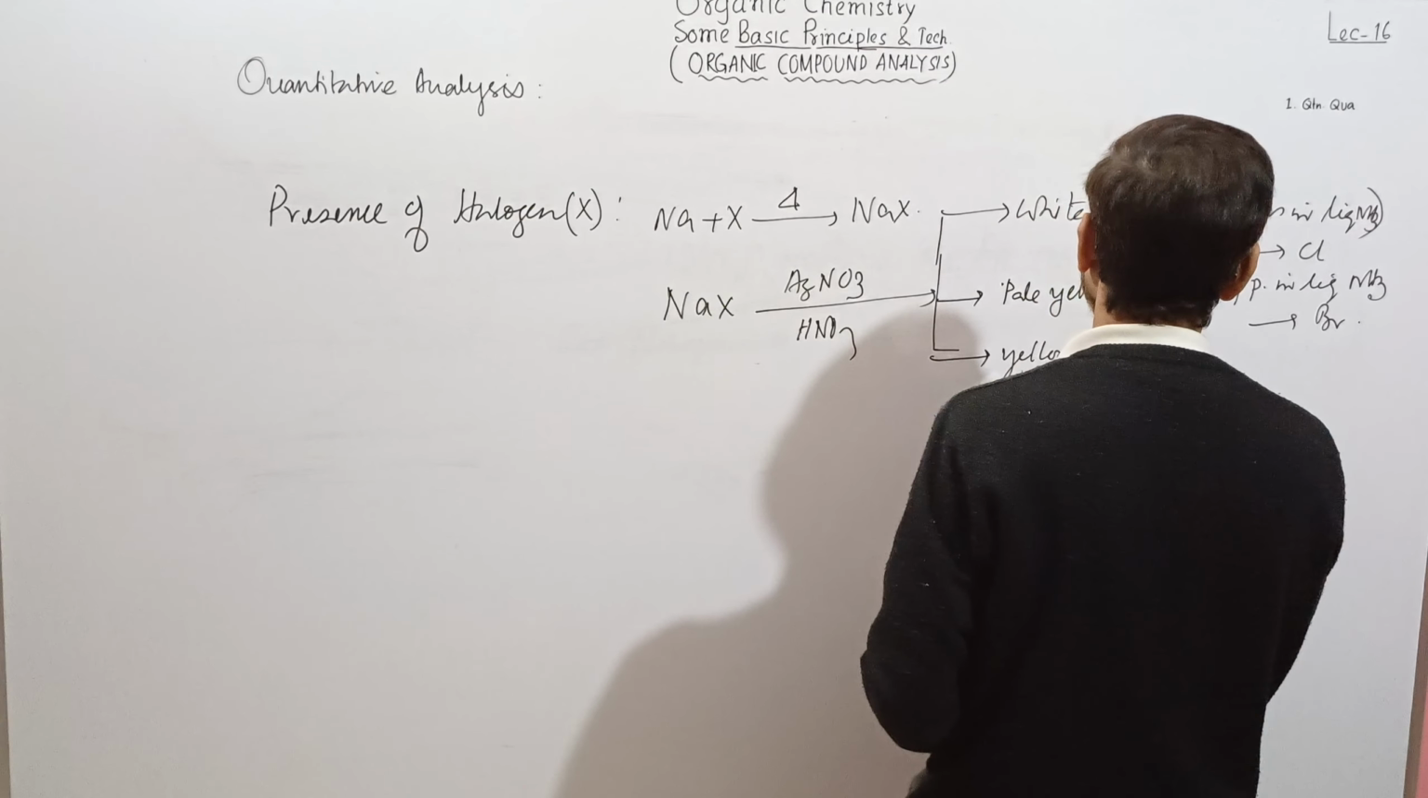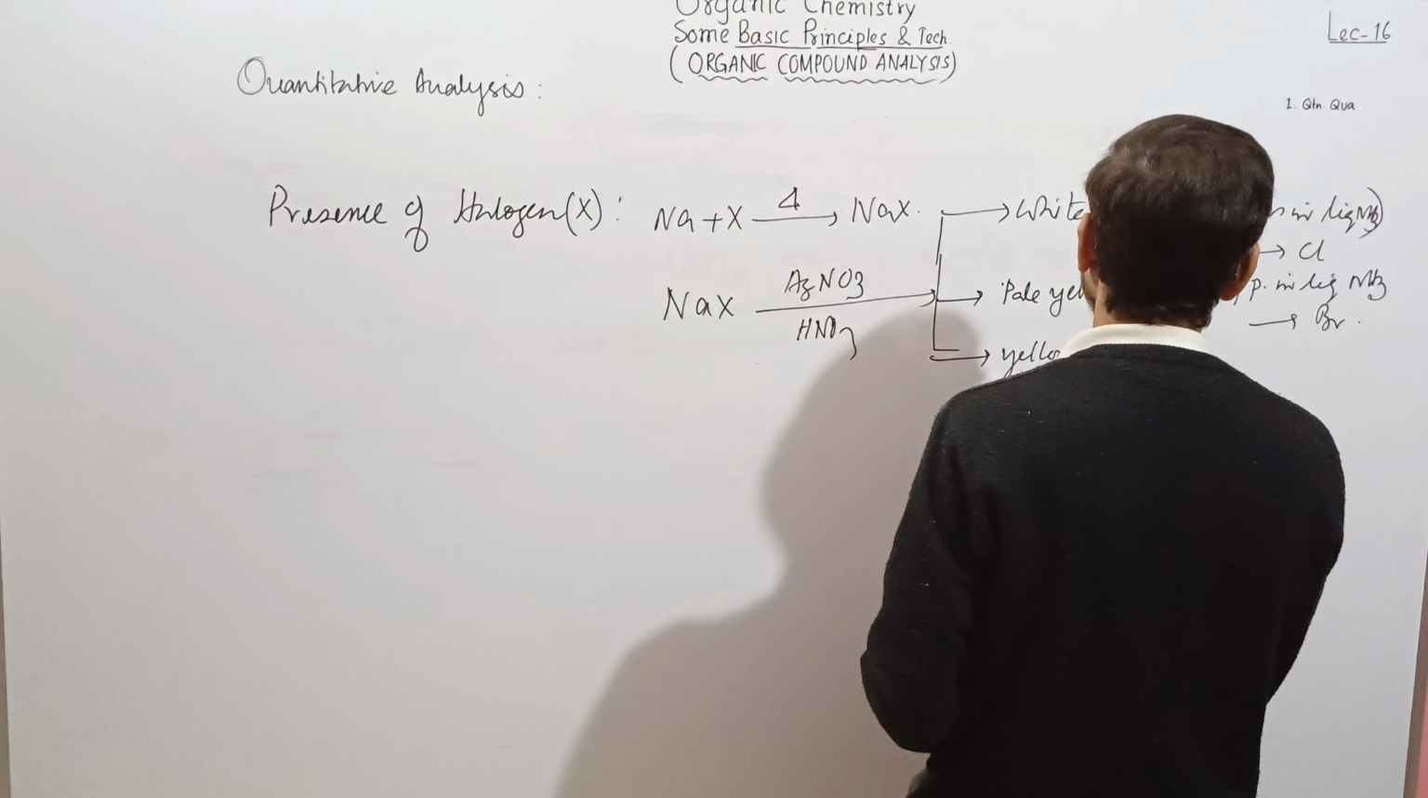It is again very important if halogens are present in the organic compound, meaning chlorine, bromine and iodine. Now what happens in the sodium extract? The sodium extract will contain sodium, the metal which is fused with the organic compound, but the halogen will combine with it to give NaX.